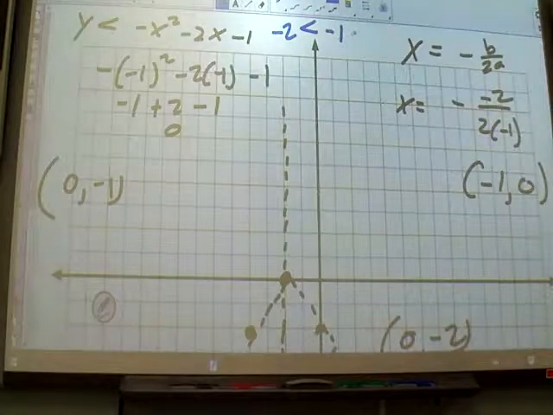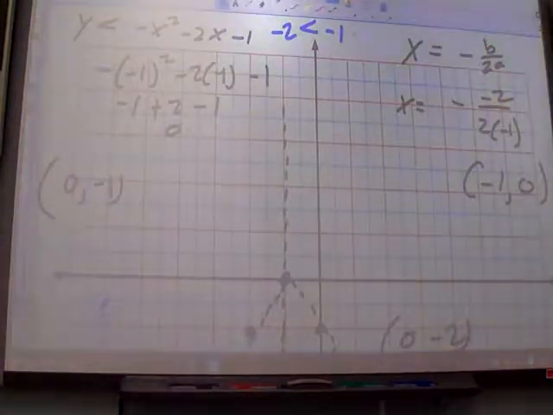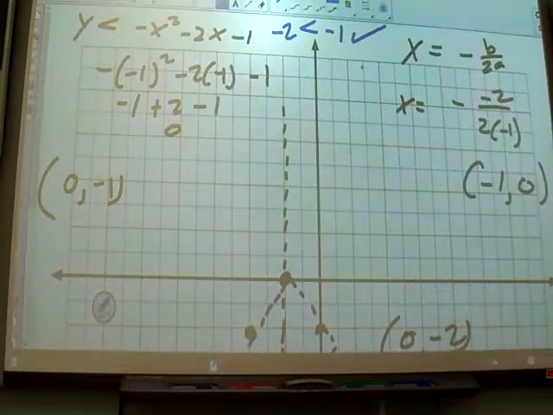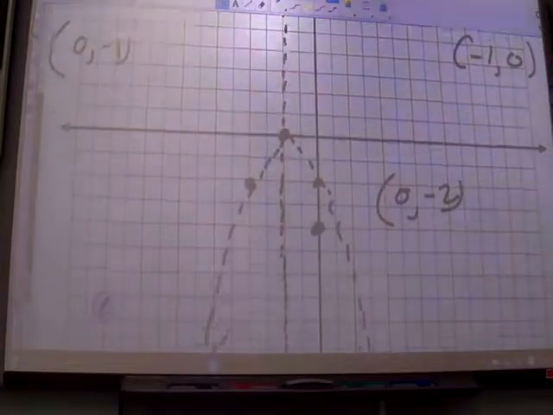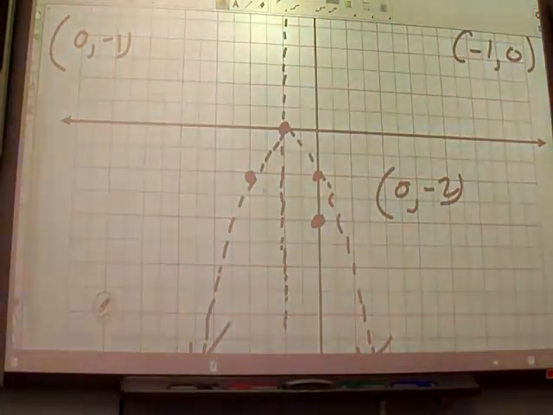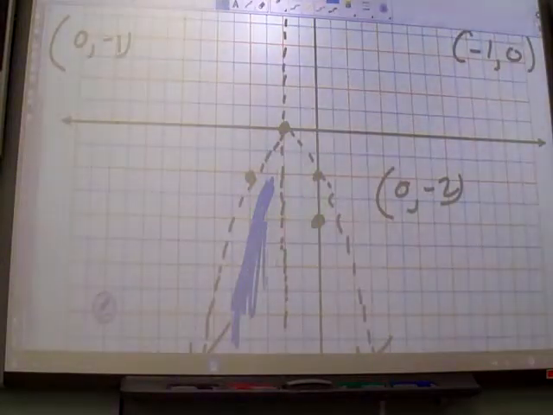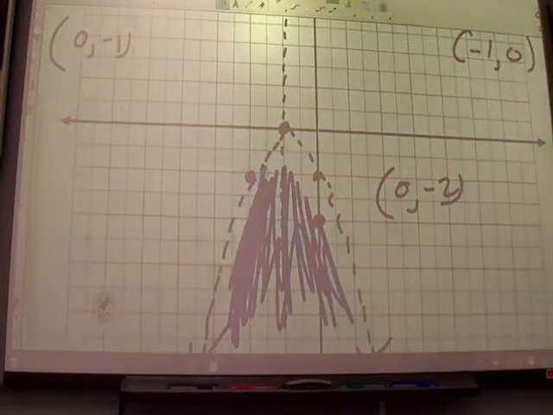-2 is less than -1, right? -2 is smaller than -1. So that is true. So that means that that point is part of my solution. And the point is inside the parabola. So my answer is everything that is inside that parabola.